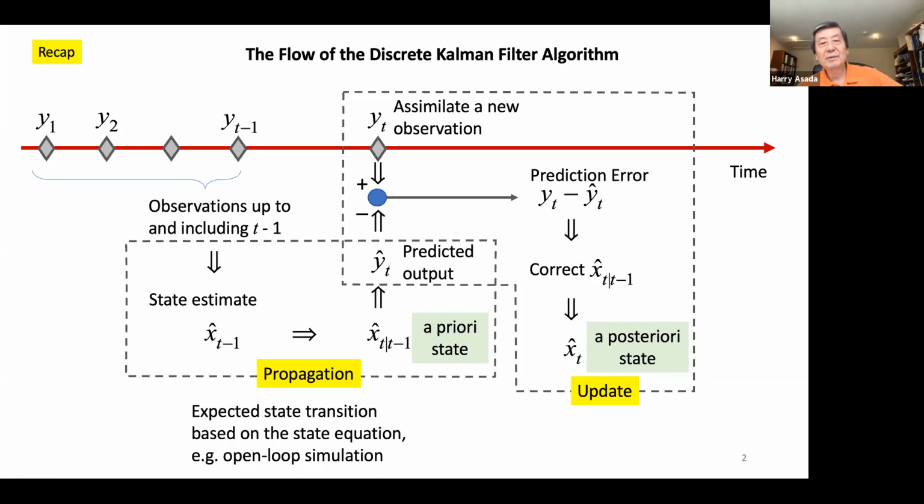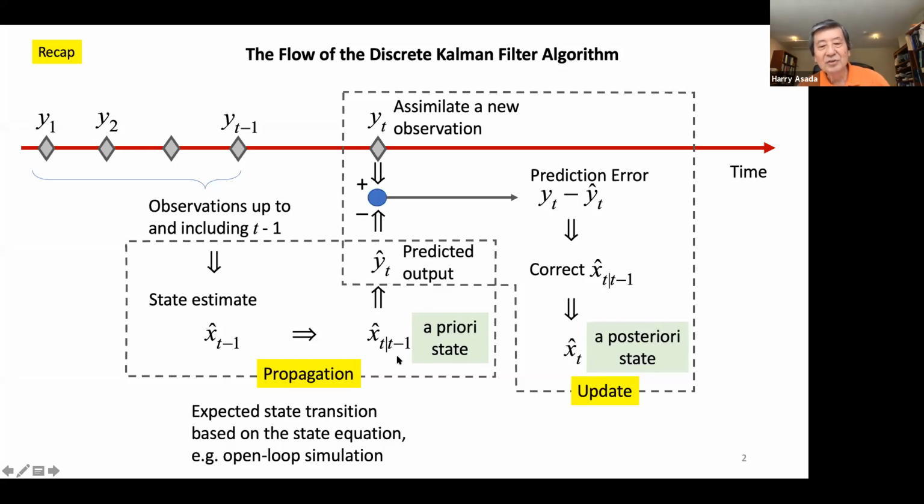This is just an overview of a discrete Kalman filter. Up to time t minus 1, we have some state estimate, x hat t minus 1. This is to be updated to x hat t at time t after receiving the actual measurement yt. But before going there, we have two steps involved. The first step is the so-called propagation. x hat t minus 1 is propagated to the next time step, x t conditioned on the t minus 1 state.